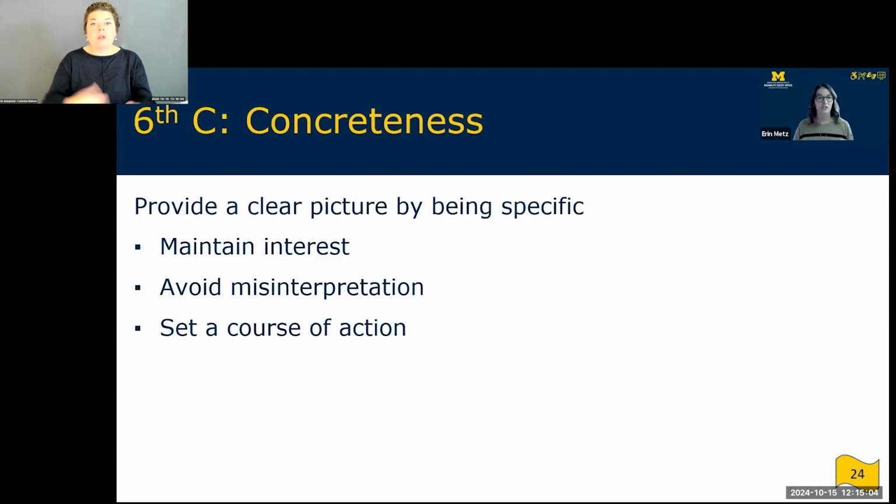The sixth C is concreteness. We need to provide a clear picture by being specific. This helps us maintain interest in what the speaker is saying, avoid misinterpretation, and it helps us set a course of action because it's easy to identify what is being asked of us.